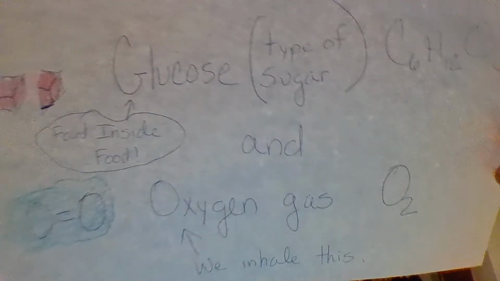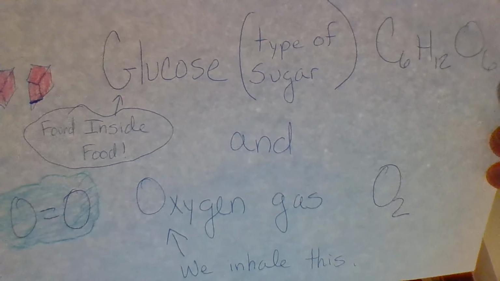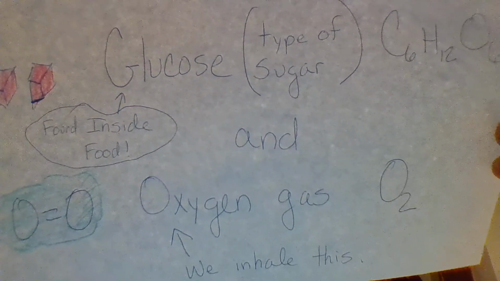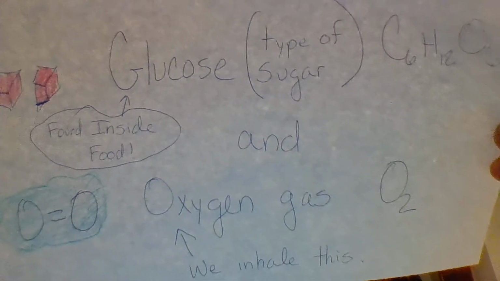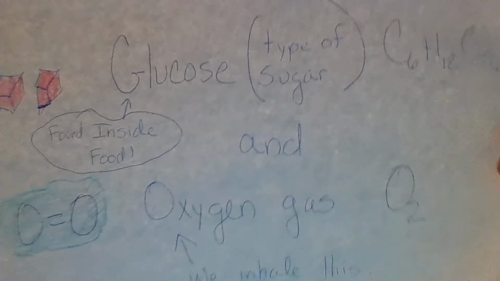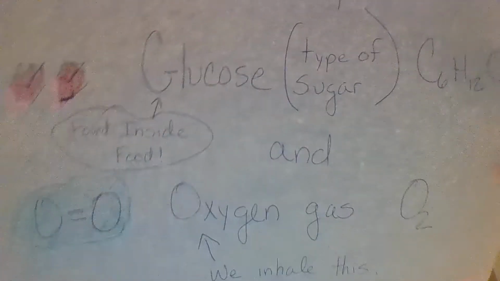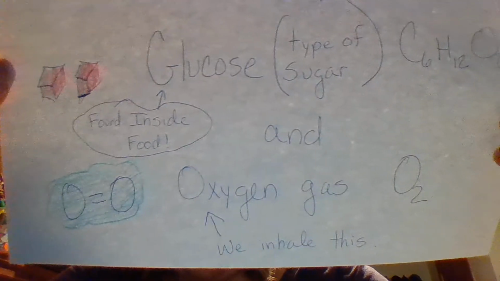And that's C6H12O6. And then next, you've got oxygen, and we need this to basically make useful energy, ATP, the most that we can. Sometimes we can do respiration without oxygen, but in this segment, we'll be talking about with oxygen.